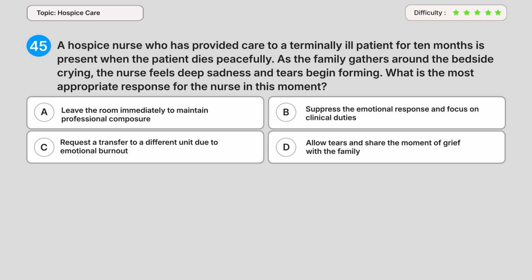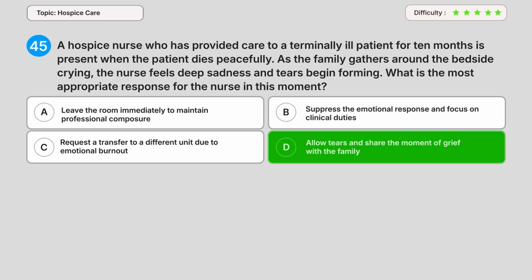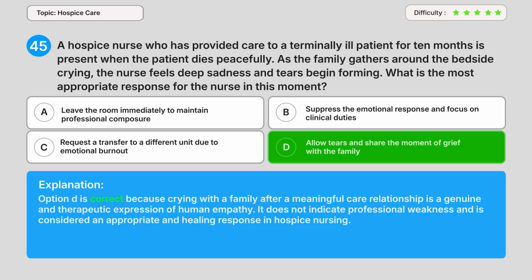Correct answer: D. Allow tears and share the moment of grief with the family. Explanation: Option D is correct because crying with a family after a meaningful care relationship is a genuine and therapeutic expression of human empathy. It does not indicate professional weakness and is considered an appropriate and healing response in hospice nursing.